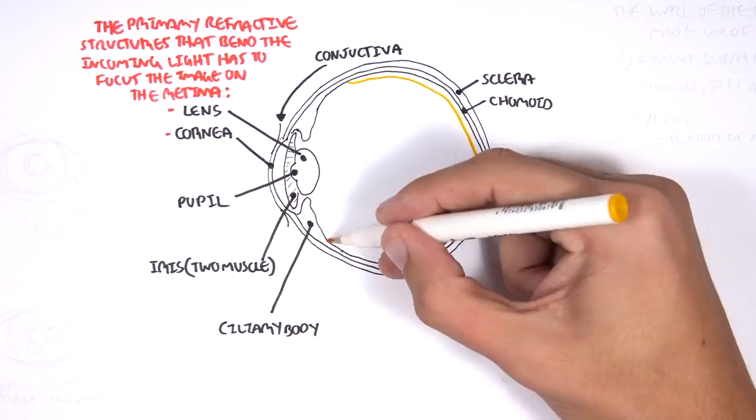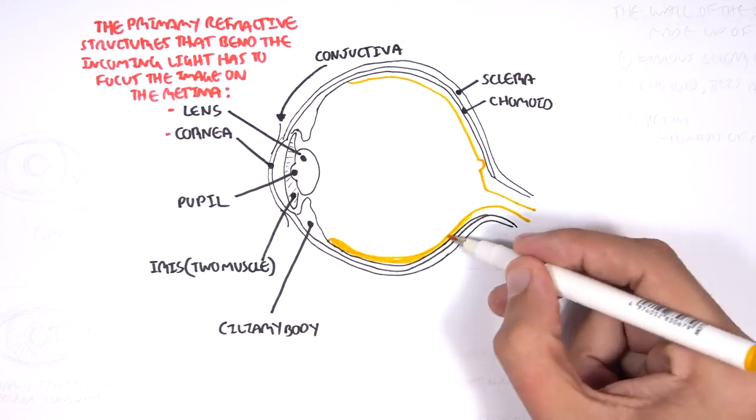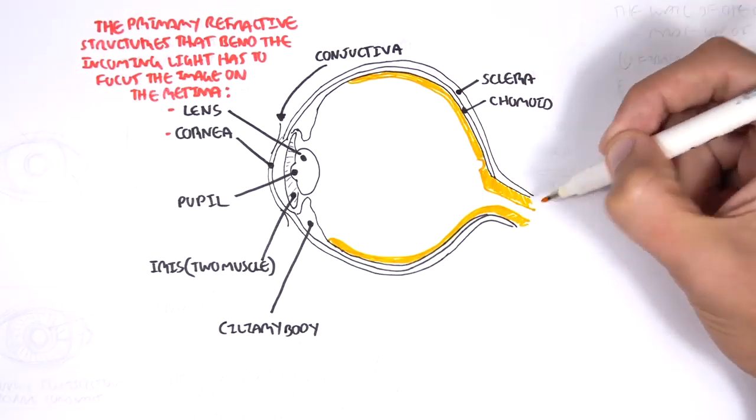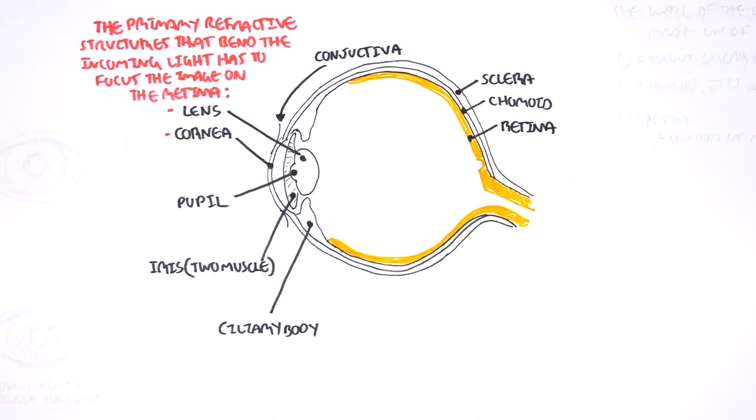The inner layer of the eyeball is the retina, which contains the photoreceptors. The retina has a section called the fovea. The fovea is a small central pit composed of closely packed cone cells, the cones in the eye, and cones are your photoreceptors.